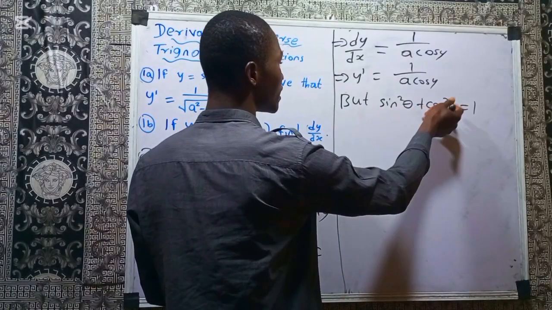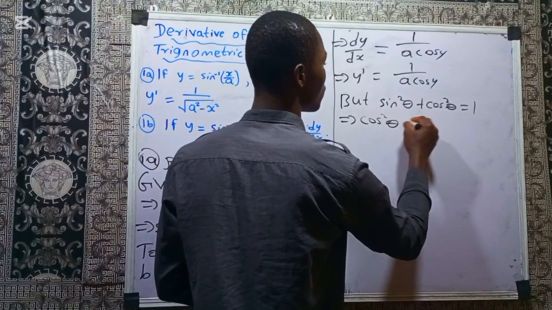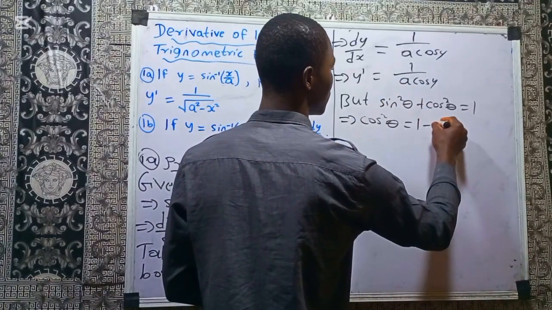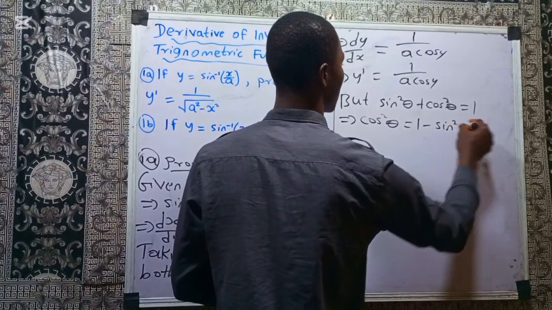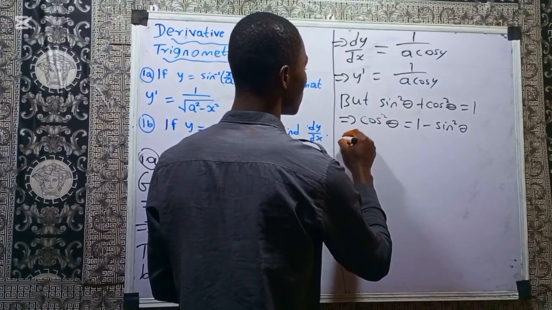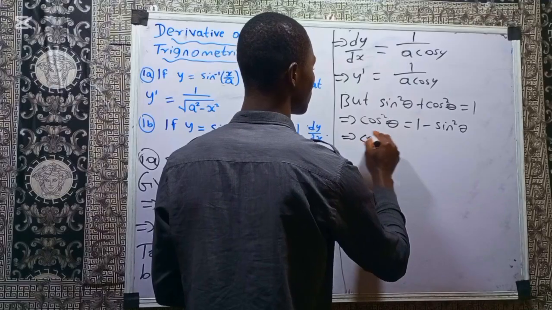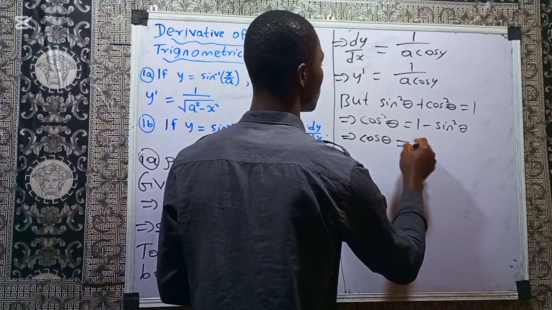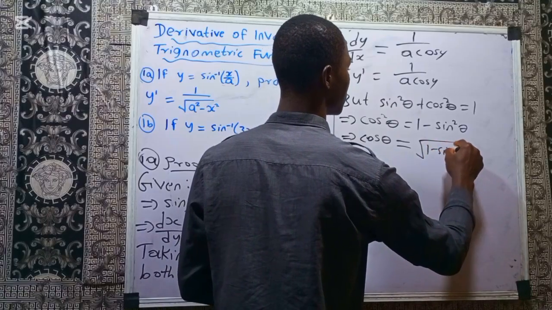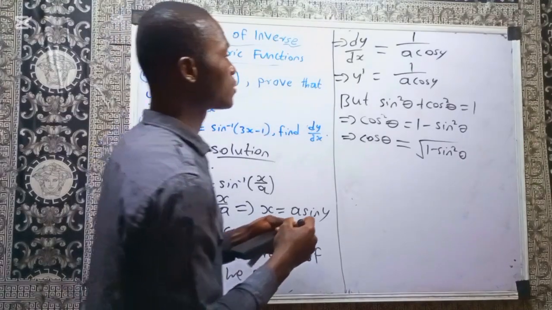Then making cosine the subject of the formula, this implies that cosine squared theta will be equal to, move sine to the right hand side, 1 minus sine squared theta. If you move sine squared theta to the right, it changes to negative. So what do you do? Take the square root of both sides. This implies that cosine theta will be equal to square root of 1 minus sine squared theta, if you take the square root of both sides.